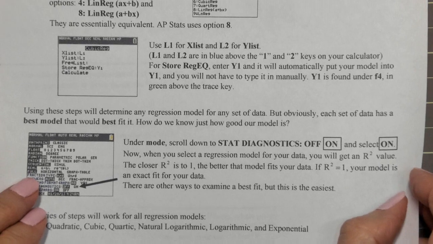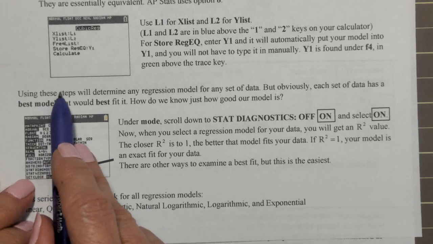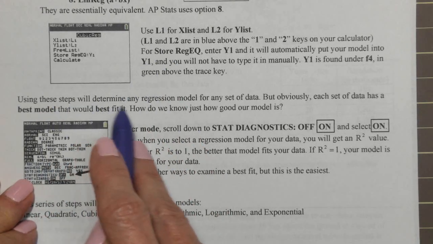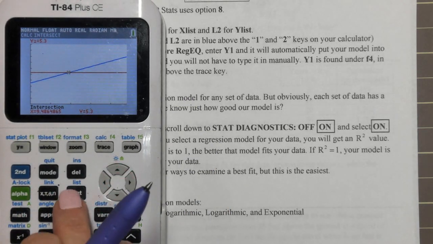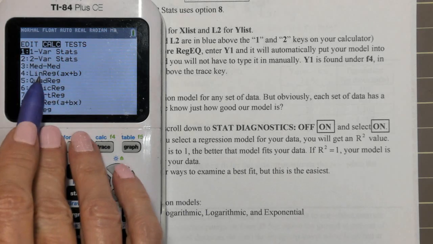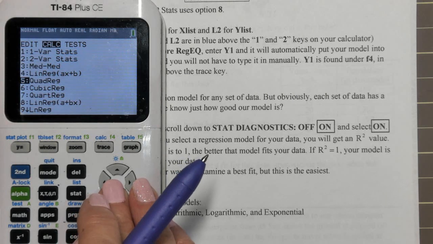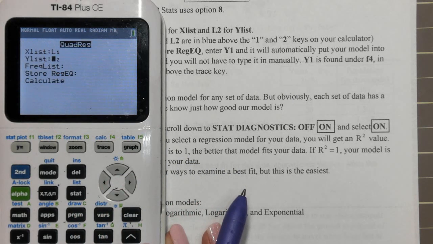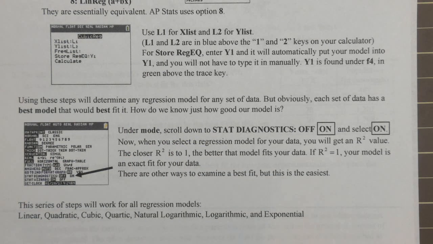Alrighty. Okay. So using the steps that we just did, that will determine any regression model that we want. I could have gone in under Calc and chosen any one of these regression models. It sure did look linear, but if I wanted to, I could do the same thing with a quadratic model, and it would give me a quadratic model that best fits that data. The question is, is that model better or worse than a linear model?